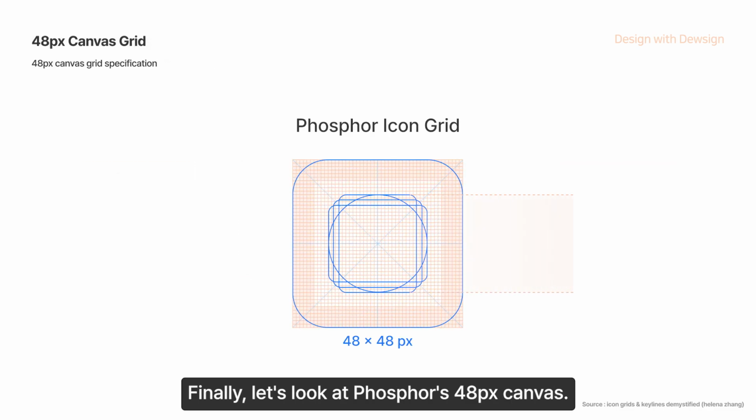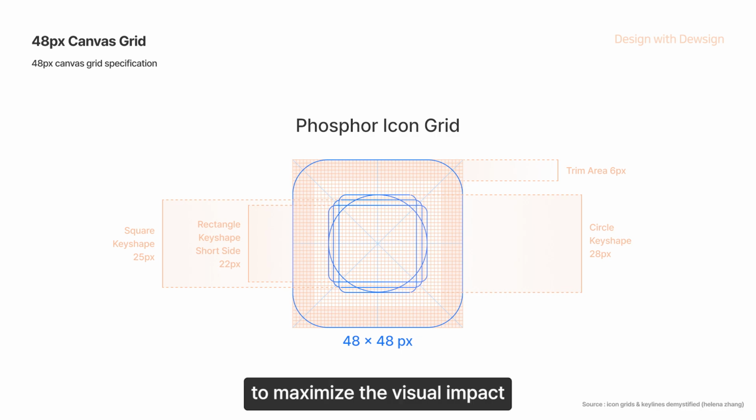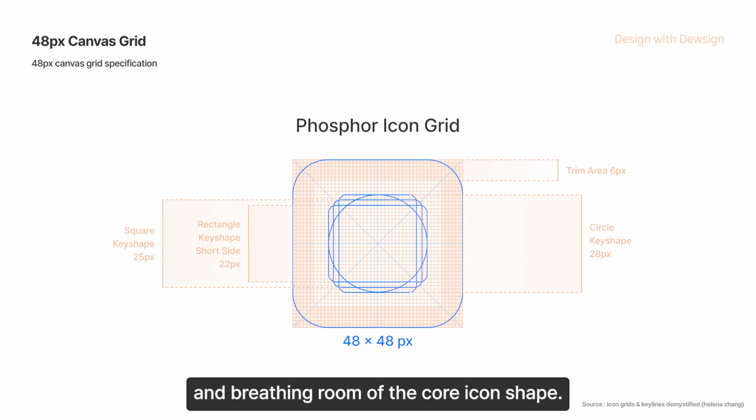Finally, let's look at Phosphor's 48-pixel canvas. The canvas frame itself is quite large at 48 pixels. However, it uses generous padding inside to maximize the visual impact and breathing room of the core icon shape.